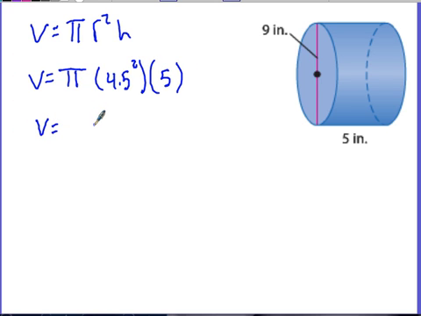I think you hit a wrong button somewhere. So pi times 4.5 squared times 5. 318.1. There we go, 318.1 inches cubed.